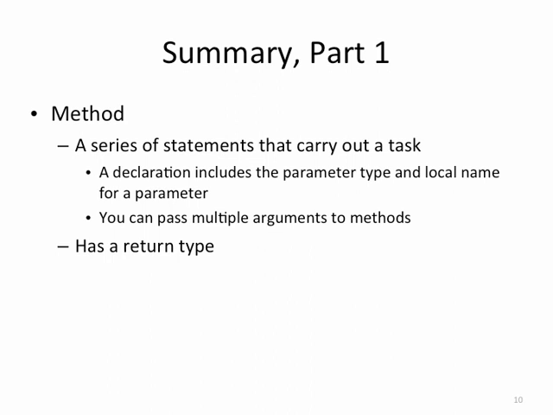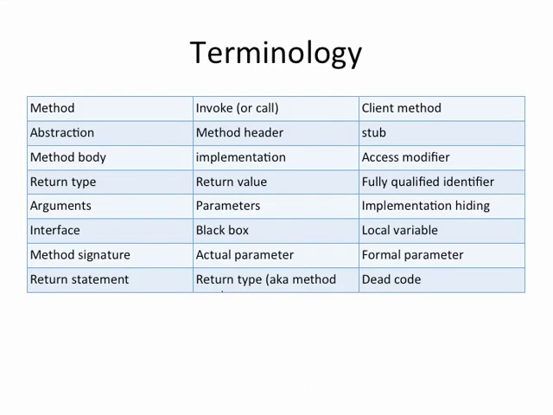In summary, a method carries out a series of statements to carry out a specific task. It's also known as a procedure or a subroutine. The declaration includes the parameter type and local names for the parameters, so your parameter list is included in your method declaration. You can pass multiple arguments to methods, and a method has a return type. That return type might be void, meaning it's returning nothing, but it has a return type.